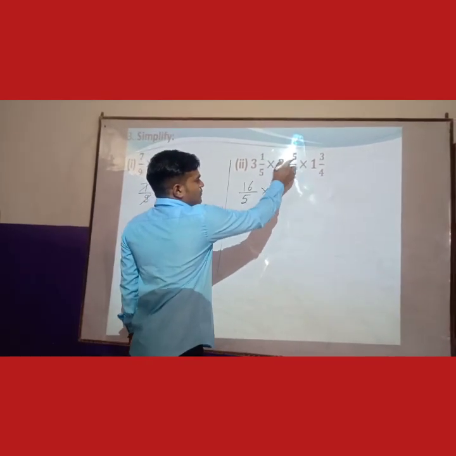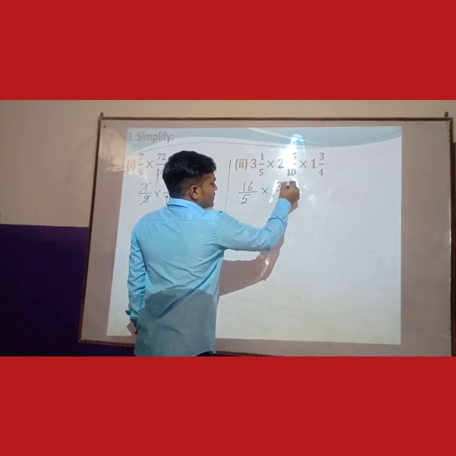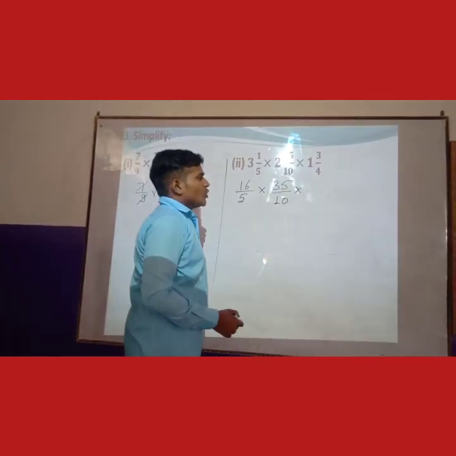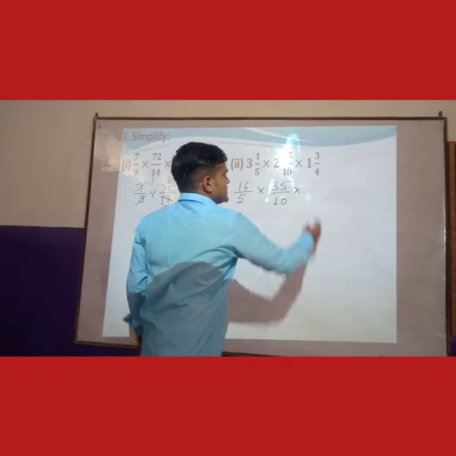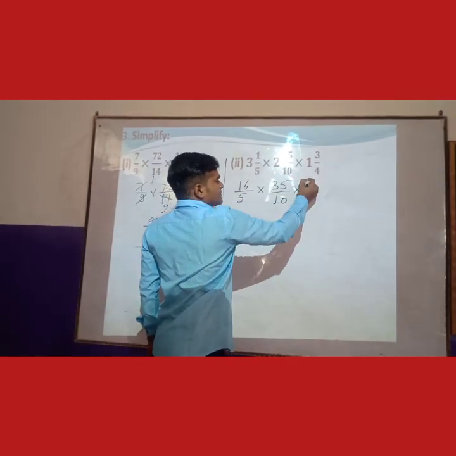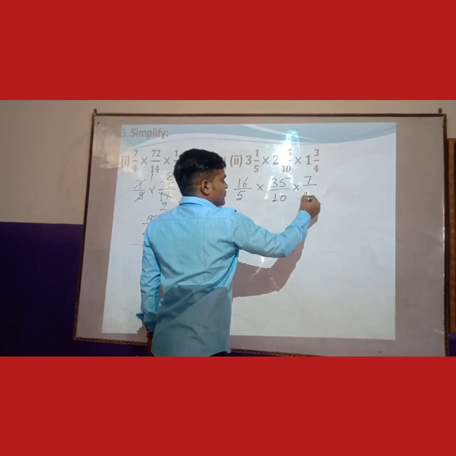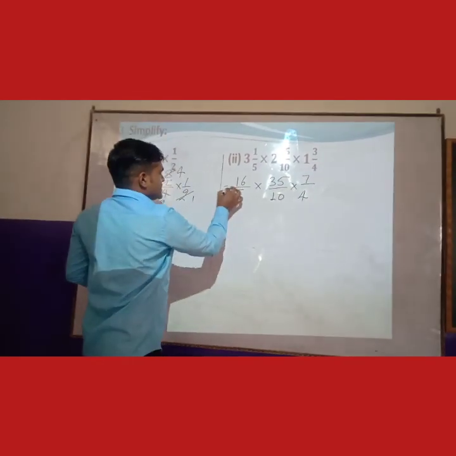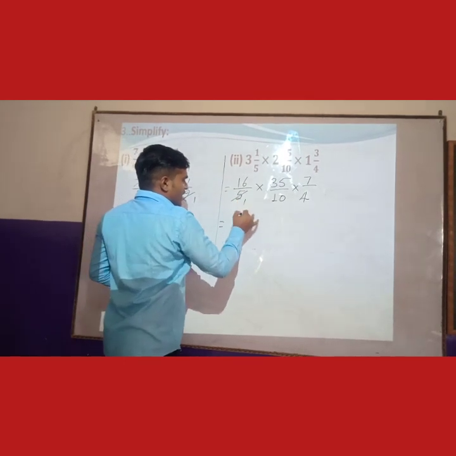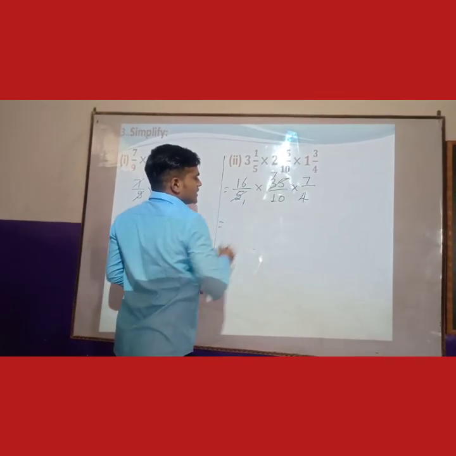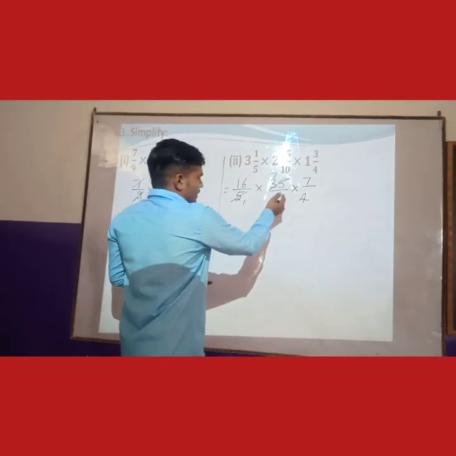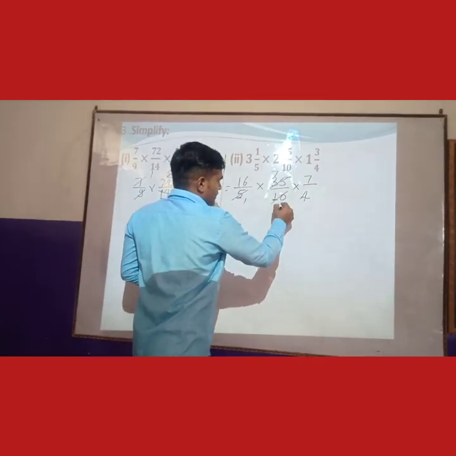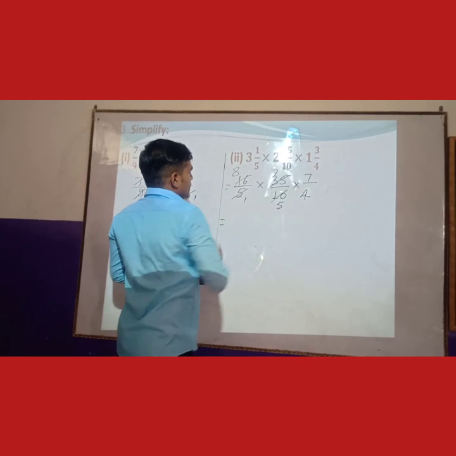So 10 to 20 plus 15 is 35 upon 10 into 1 complete 3 upon 4, that is 4 times 1 is 4 plus 3 is 7 upon 4. Okay, now by cancellation you can cancel it. 5 1 is 5, 5 7 is 35. Okay, it is 2 5 is 10 and 2 is 16.